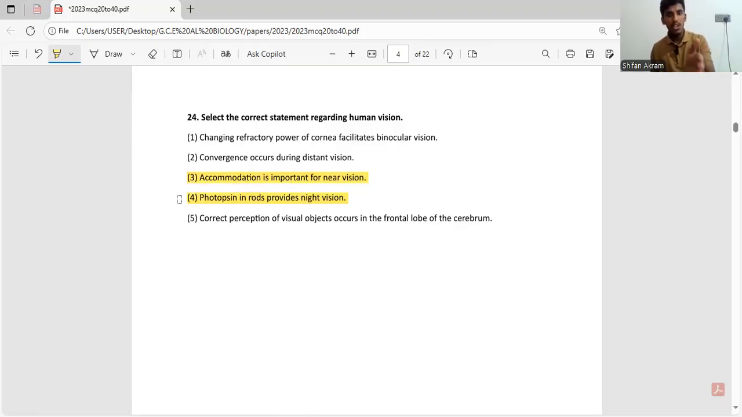Correct perception of visual objects occurs in the frontal lobe of the cerebrum. No. Perception of visual objects occurs in the occipital lobe of the cerebrum. Behind the eye we have the retina. Through the retina, the information goes into the optic nerve. So the optic nerve carries the electrical signal into the occipital lobe where the image is integrated and correct perception occurs. Yes.